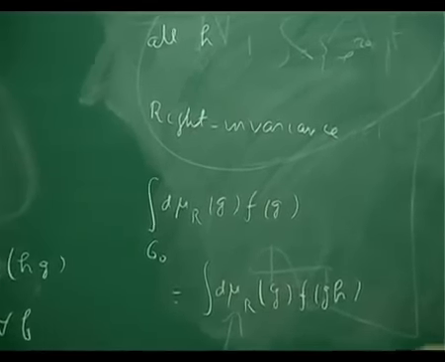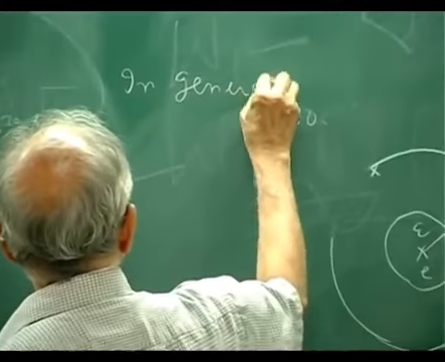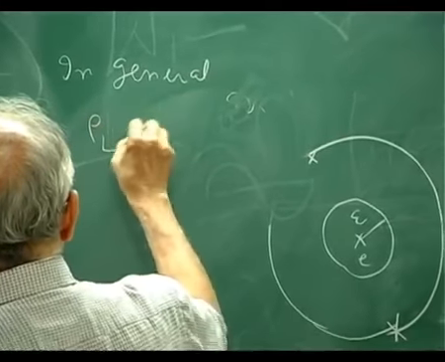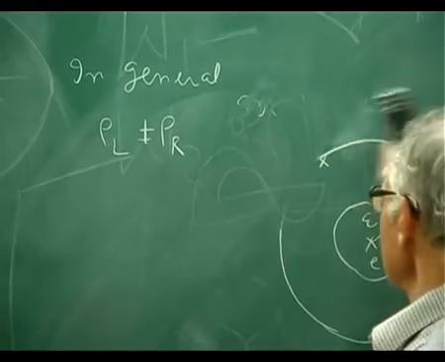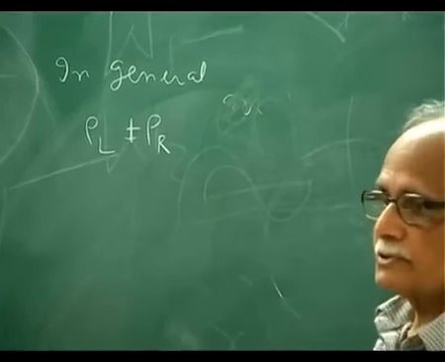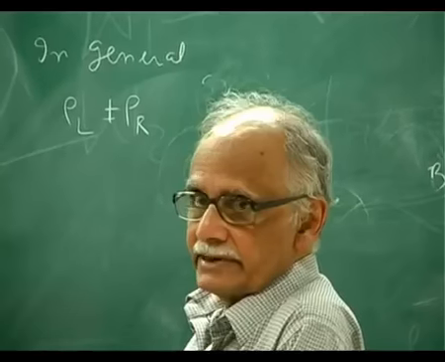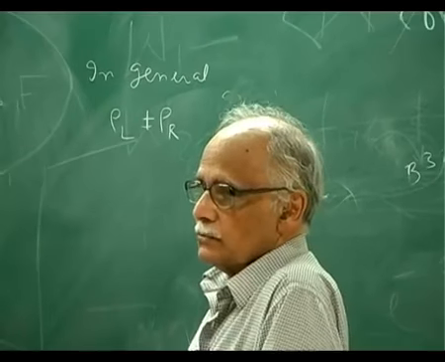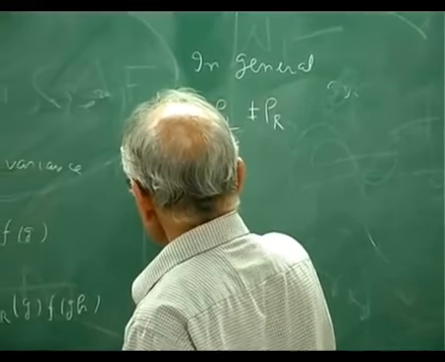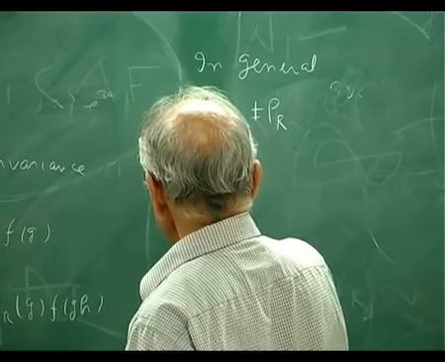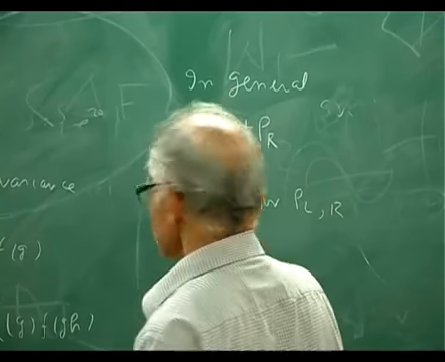In general, rho L is not equal to rho R, but they exist for a very large class of groups. In the cases we consider, in fact, they will be equal. I will tell you the conditions where they are equal. So what is the formula? I will give you a formula for rho L and rho R.